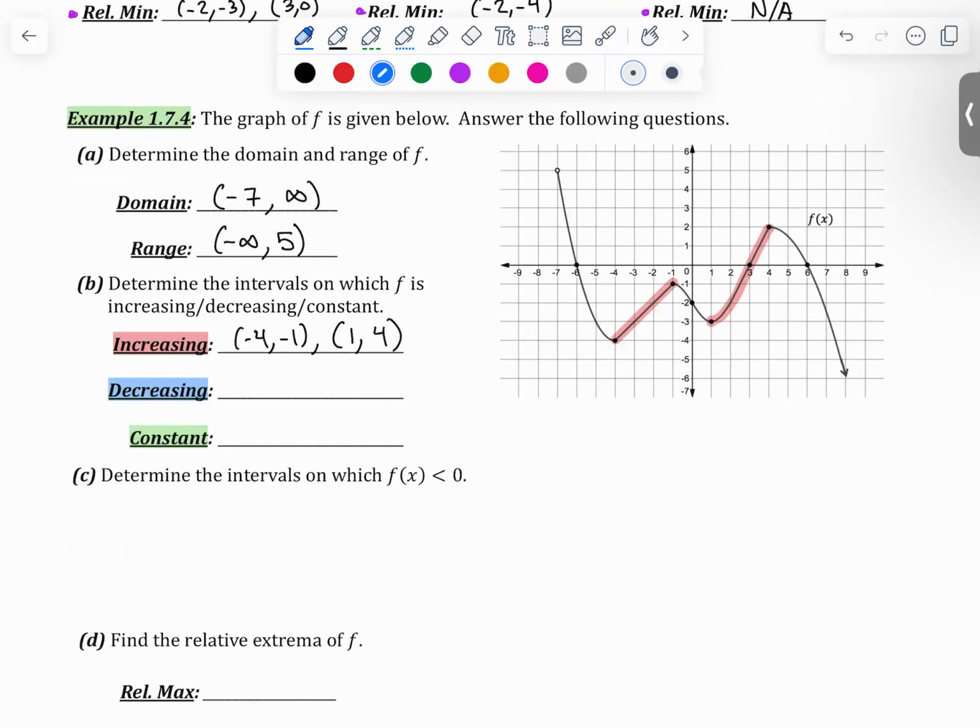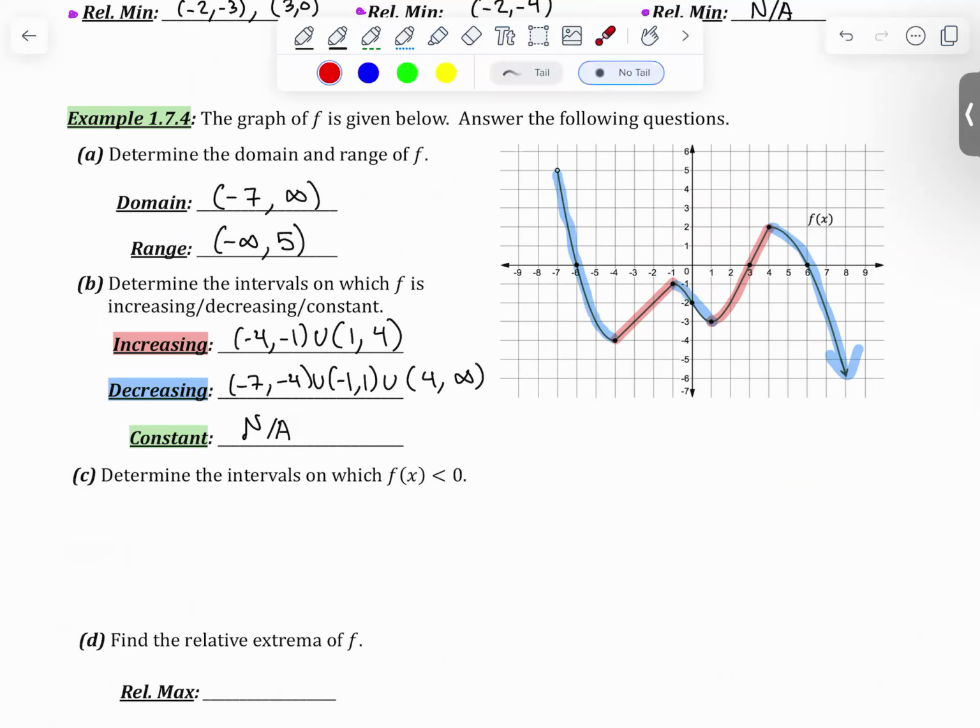Decreasing is going to be where it's going downhill, which will be at the start all the way up until -4, and then between -1 and +1, and then on forever. So it's decreasing from parenthesis -7 to -4, then from -1 to 1. Oh, I should be using union symbols, but commas are all, sorry. I'm used to doing commas because I teach a lot of calculus, but either way, should be fine. And then from 4 to positive infinity. And then constant, there are no intervals of constantness.